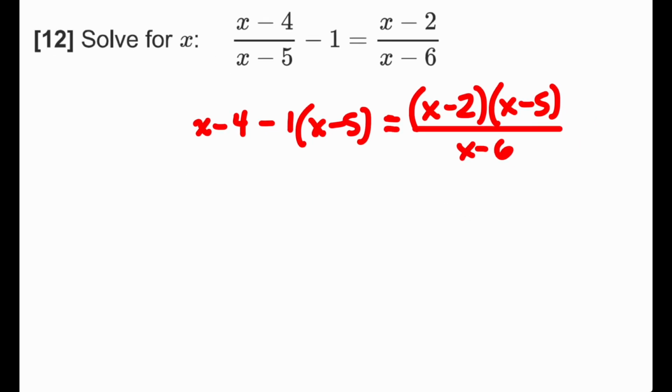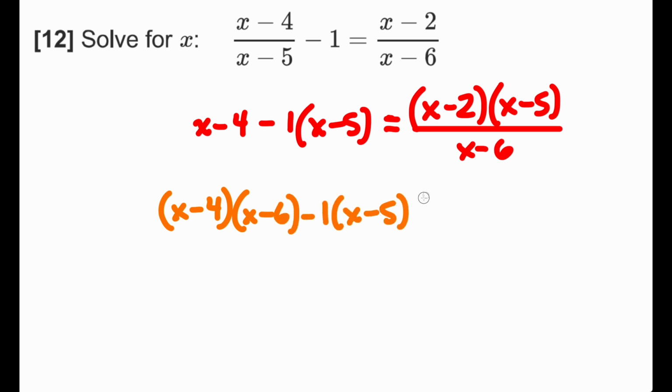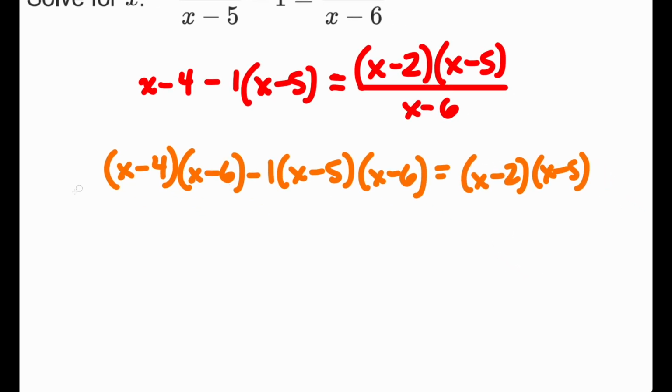All right, next, we're going to multiply everything by x minus 6. So it's going to be x minus 4. We're going to multiply that times x minus 6, minus 1 times x minus 5 times x minus 6. The x minus 6 will cancel on the right side, so you're going to have x minus 2 times x minus 5. No fractions, but a lot of mess here. So we're going to try to simplify this.